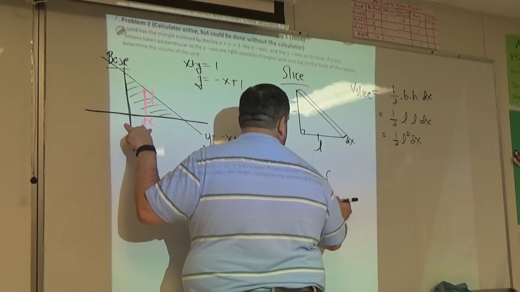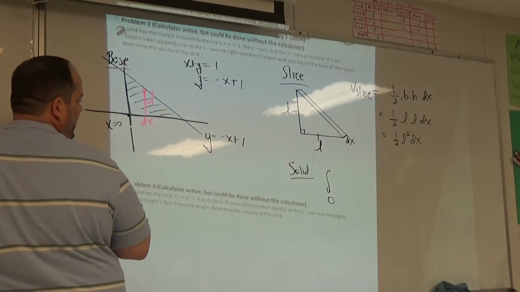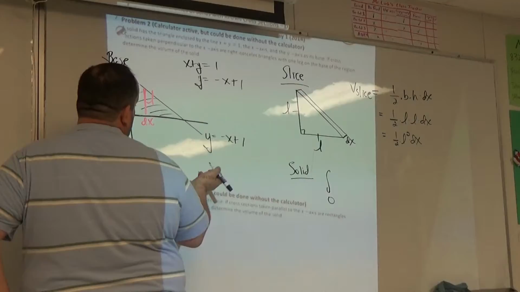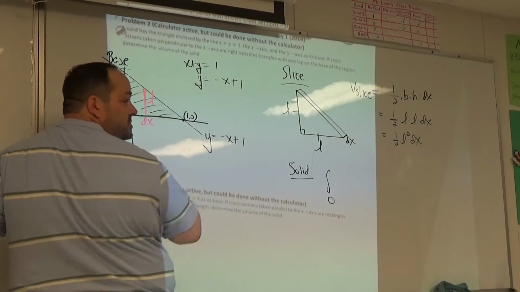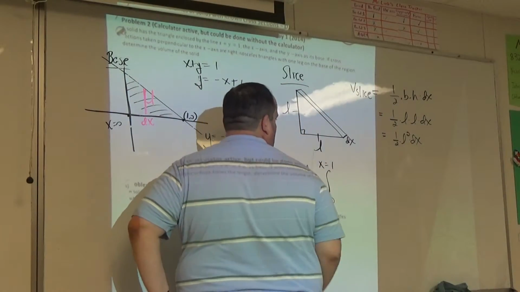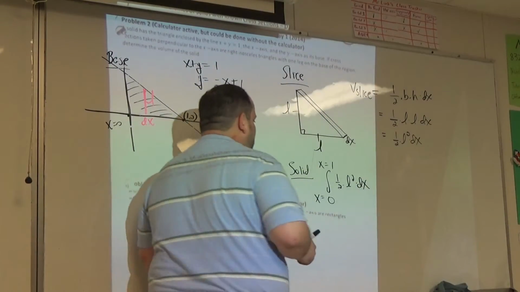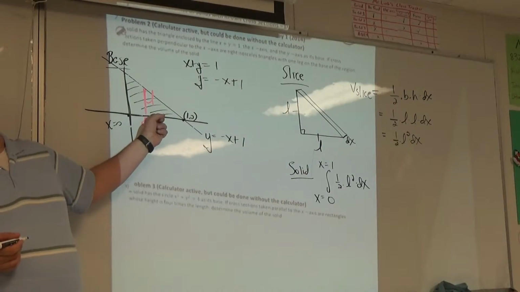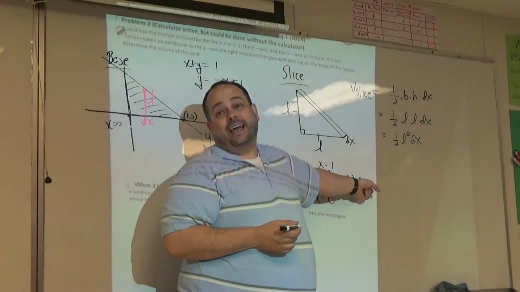Right, we're going to go from 0, because that's one of my boundaries over here. Where do I end? One. Why 1, Robert? Because that's what it intersects on the y. Good, but not the y-axis, the x, right? This is the point (1, 0). So I'm going to integrate from x equals 0 to x equals 1. My integrand is this 1/2 L squared dx. But be careful, you need to be able to tell me exactly what L is. How long is L in terms of x?